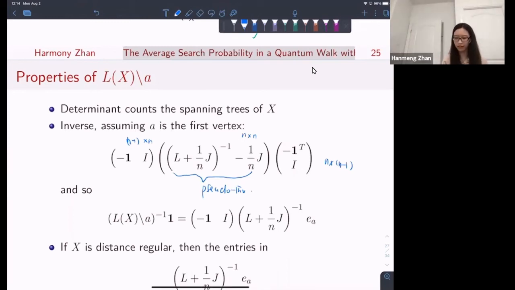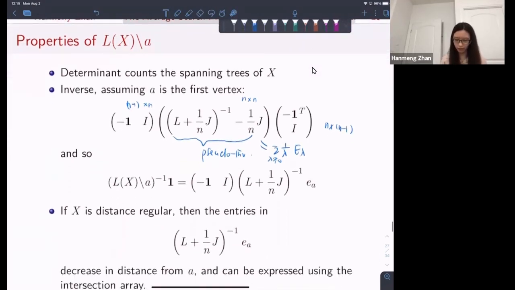Because we know L has a 0 eigenvalue, so it's not invertible, but you can invert all the other eigenvalues and combine that with the corresponding eigenspace. Then these two are equal, and it's called the pseudo inverse. It has some applications in physics. And so using this formula, you can show that the quantity we're interested in, which is L drop A inverse times J, is really just the A-th column of that matrix.